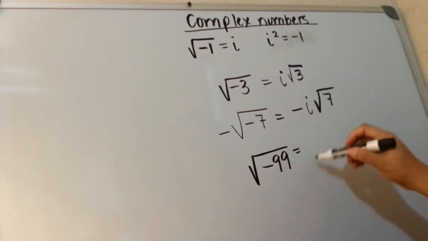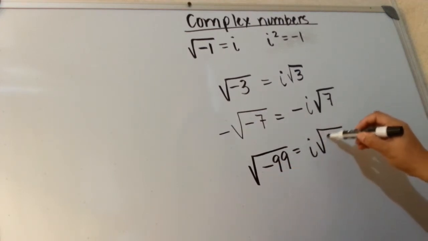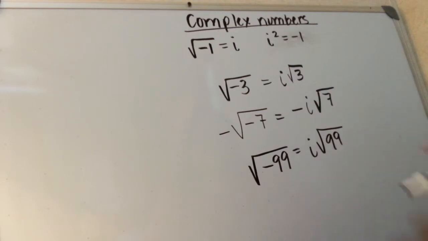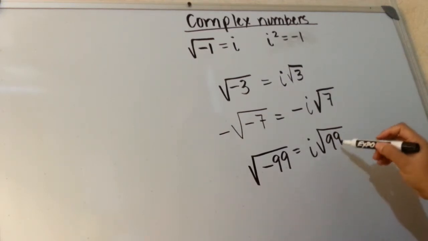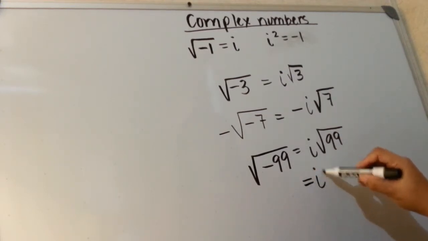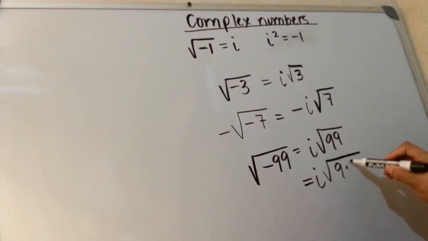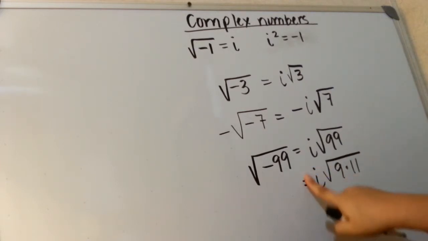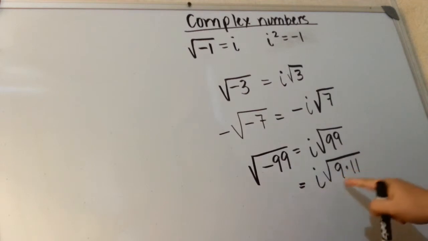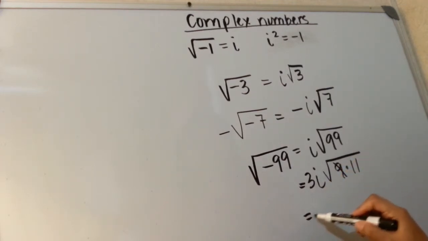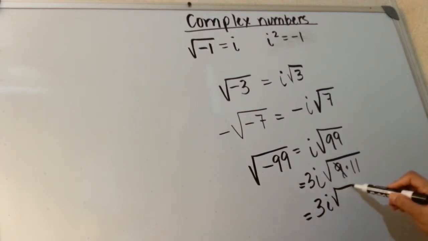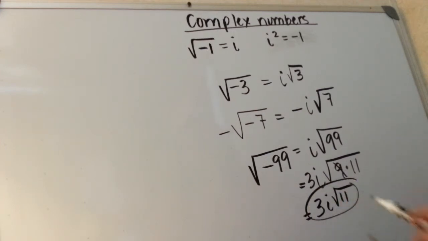Or you can have something like this. The negative sign comes out as an i, but then you have to simplify the 99. We know that 99 is the same thing as 9 times 11. We can pull this 9 out as a 3. So we have 3i square root of 11. That would be the answer for this one.